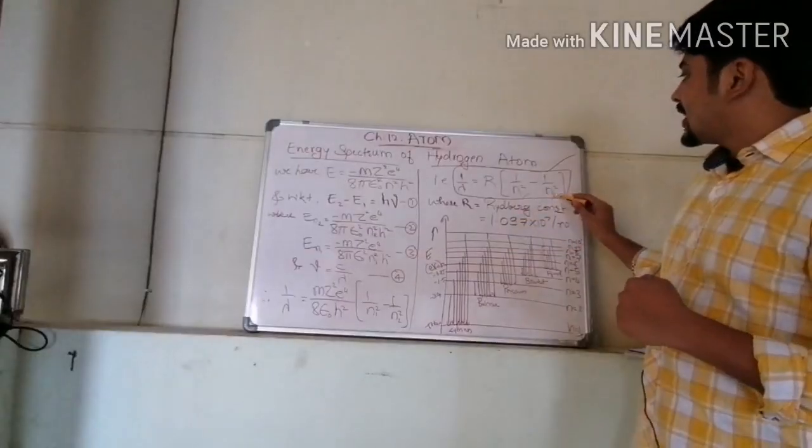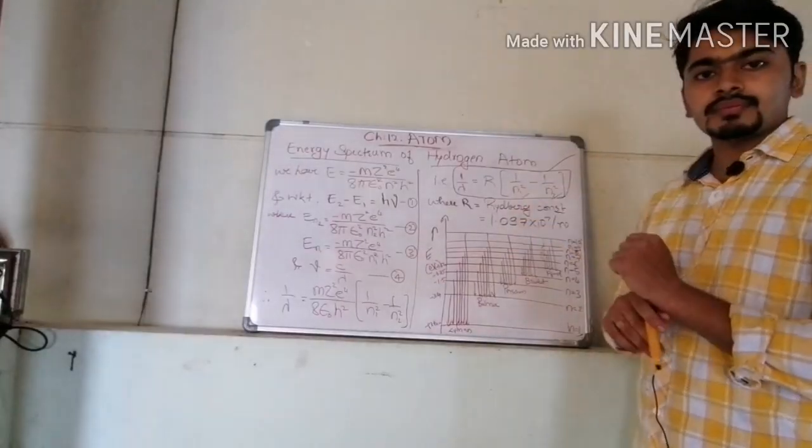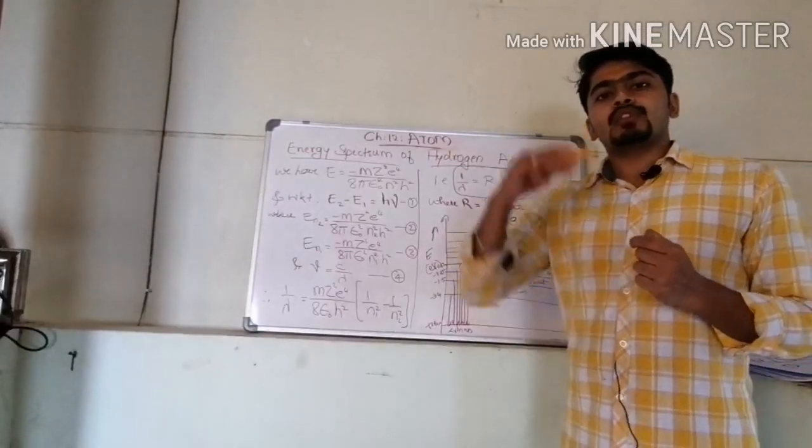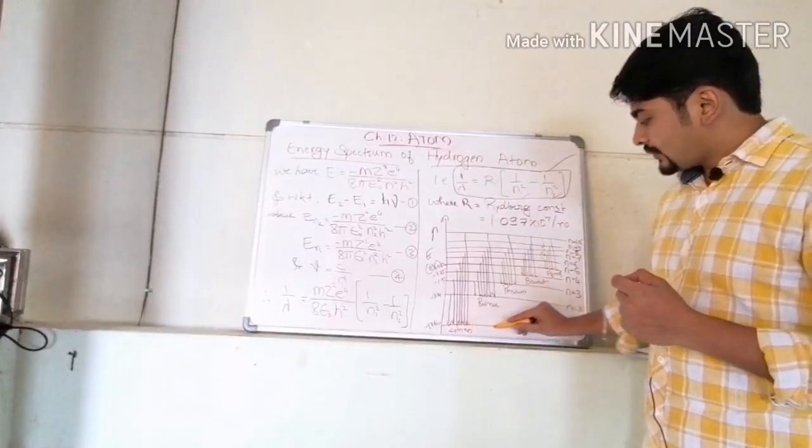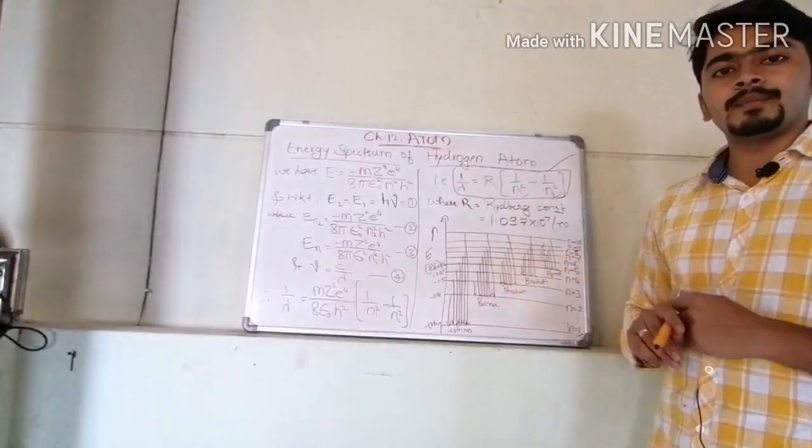So similarly, on substituting these values, if an electron jumps from a higher energy level to the first level, n1 is equal to 1.